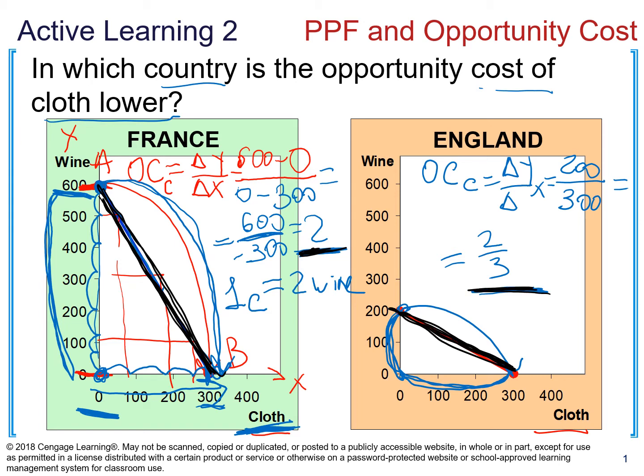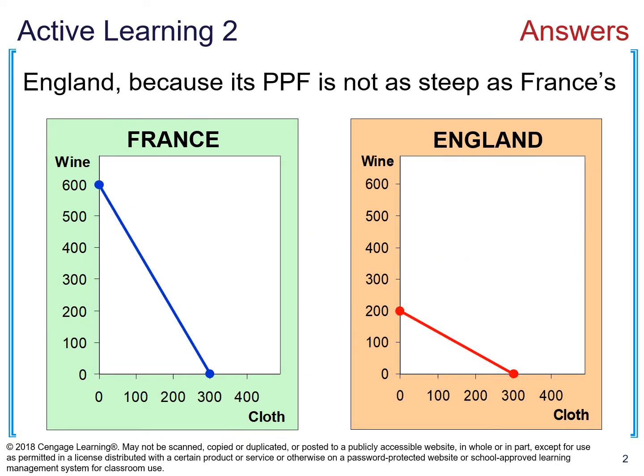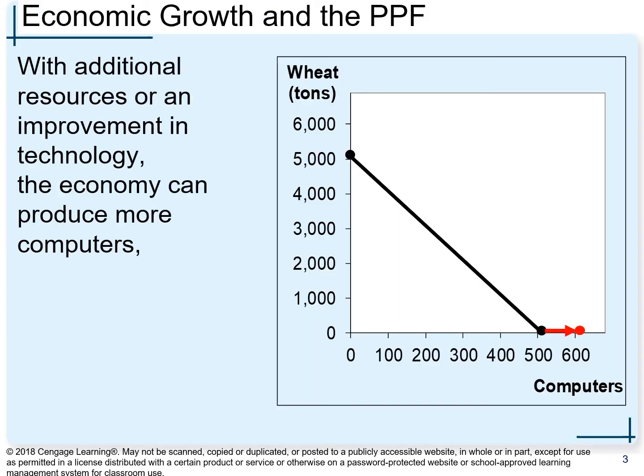Two-thirds is less than 2, isn't it? So therefore, high opportunity cost is a steep line, and low opportunity cost is going to be a flat line. So this is the answer. They're saying that because the production possibilities frontier is not as steep in France, the opportunity cost in France is lower, but we also calculated that in the previous PowerPoint slide.